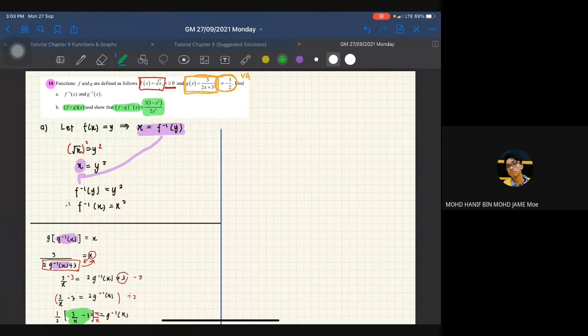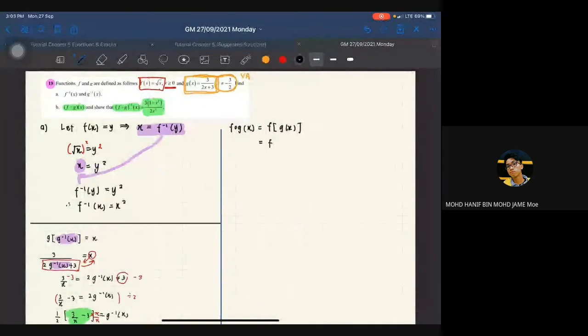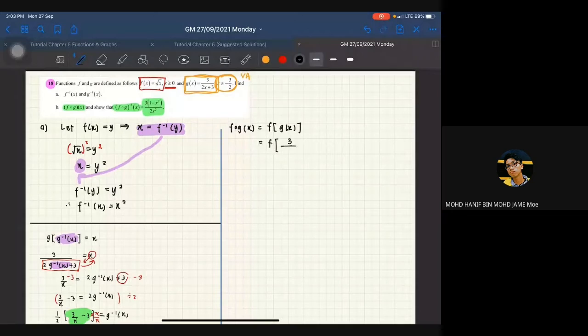Okay, jom. So, kita akan cari, kita cari dulu composite function. So, we need to find f of g first. So, f of gx is equal to f dalam bracket gx. This one. Okay, so kita akan masukkan gx dulu. So our gx is the reciprocal one. So we have 3 over 2x plus 3. It's this one.